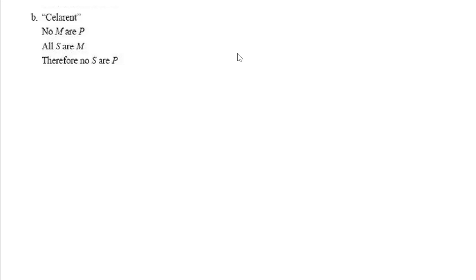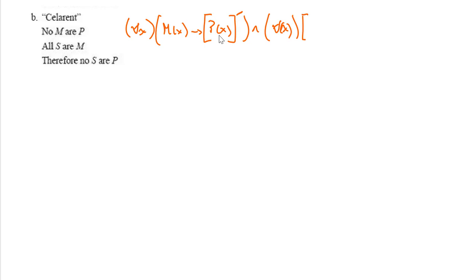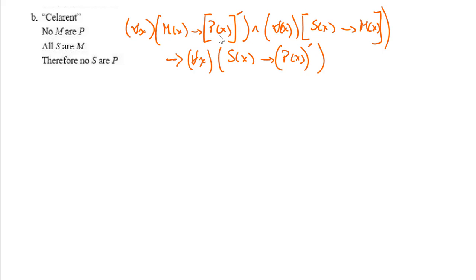So let's write down the argument. The first, no M are P, means for all x, if it is M, then it is not P. My second hypothesis, all S are M, that's simple. We say for all x, if it is S, that means it implies M. So these are both my hypotheses. Then my conclusion, I'm going to write it under here: no S are P. So if anything is S, then it would not be P. And that's the argument we need to prove.